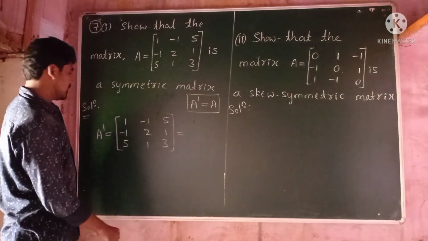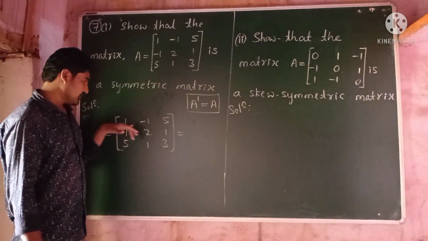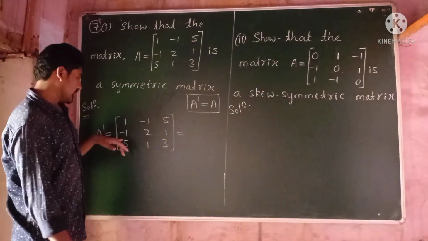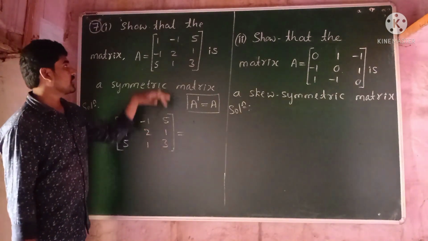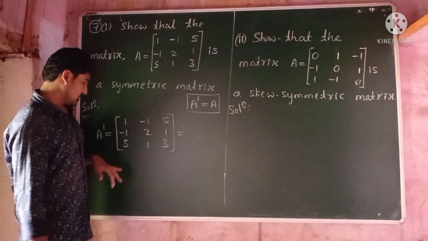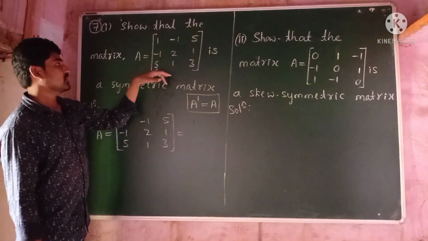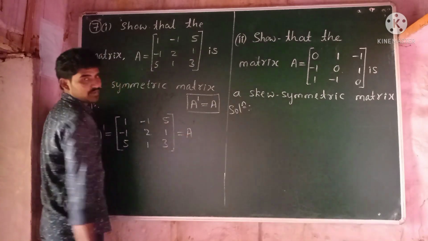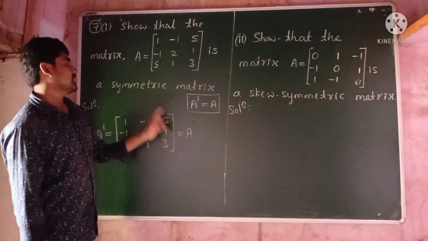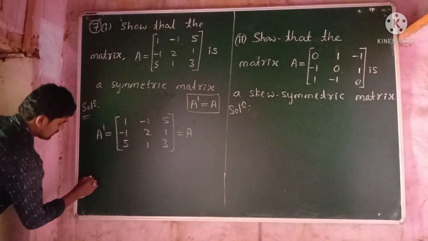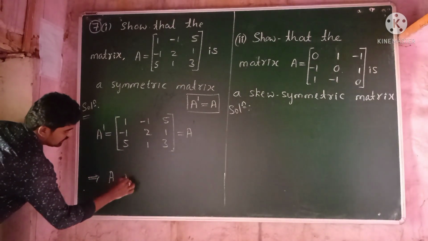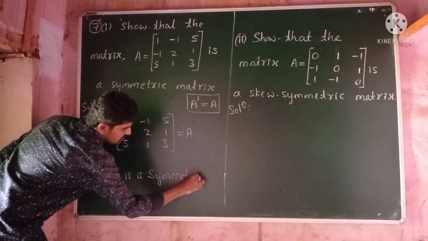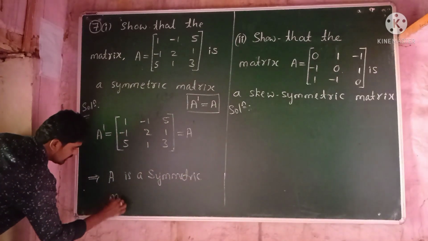You may observe here the first row is 1 minus 1 5, here also 1 minus 1 5, and the second row is minus 1 2 1, here also minus 1 2 1. The third row is 5 1 3, here also 5 1 3. Therefore this A dash matrix is equal to A matrix. Hence this matrix A is a symmetric matrix, which implies that A is a symmetric matrix.